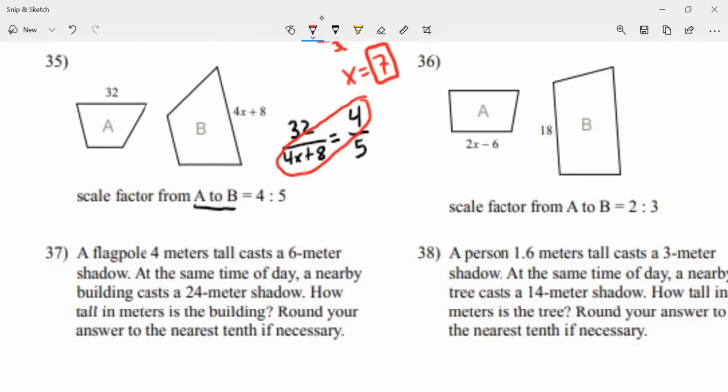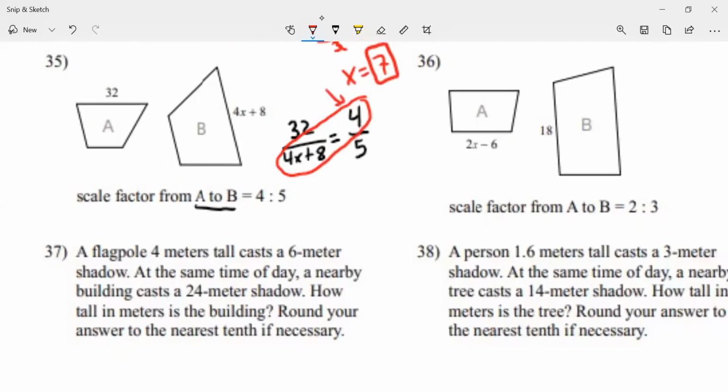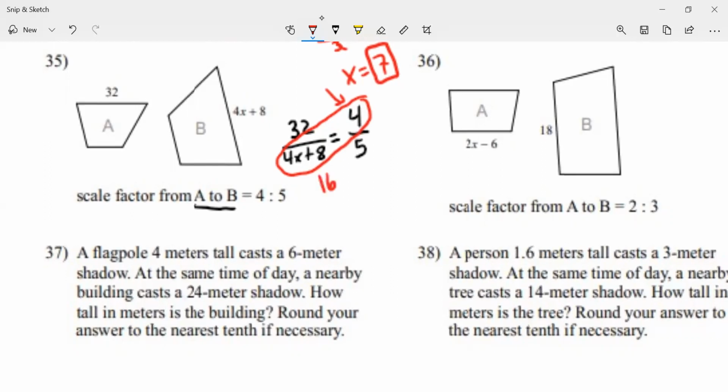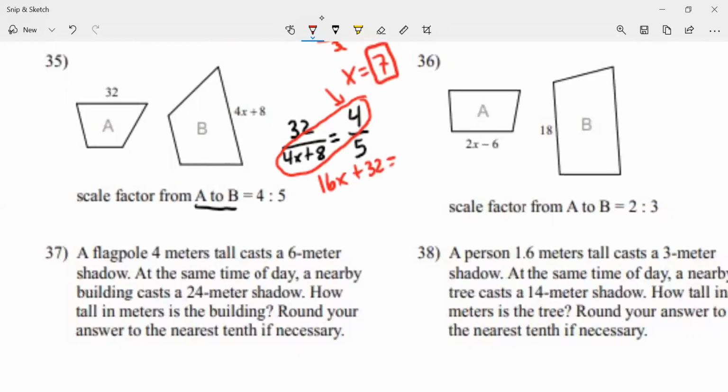And then go this way. I'm going to go 4, the number that is by itself, it's 4. So 4 times 4x and 4 times 8. So that's going to give me 16x plus 32 equals 32 times 5. That's 160.